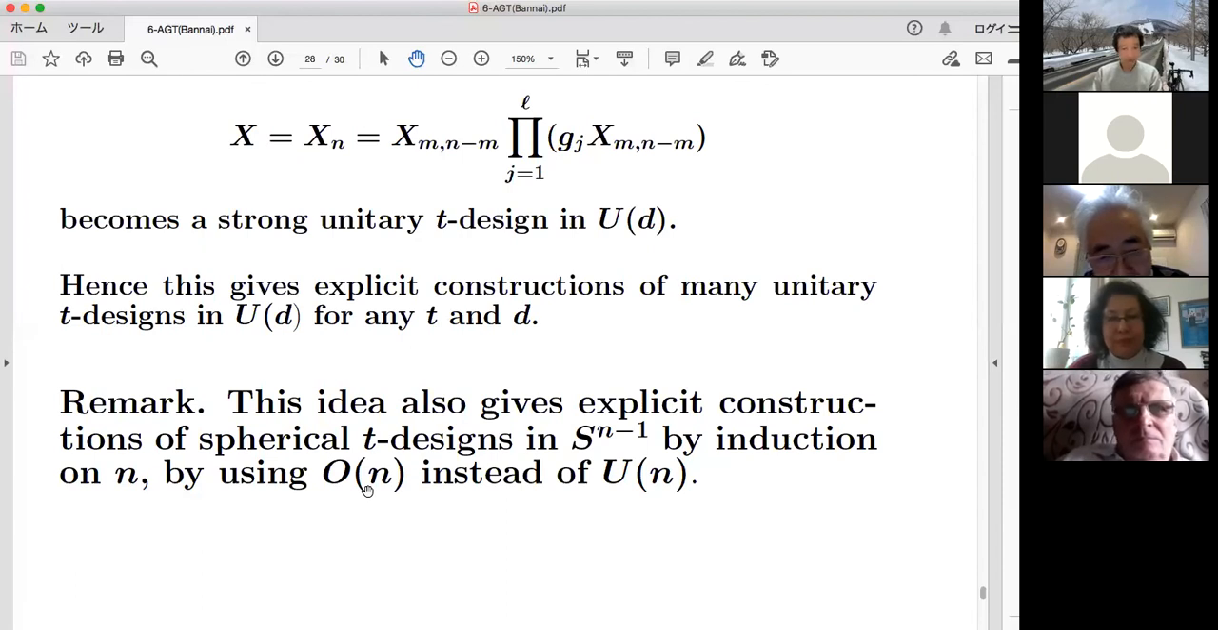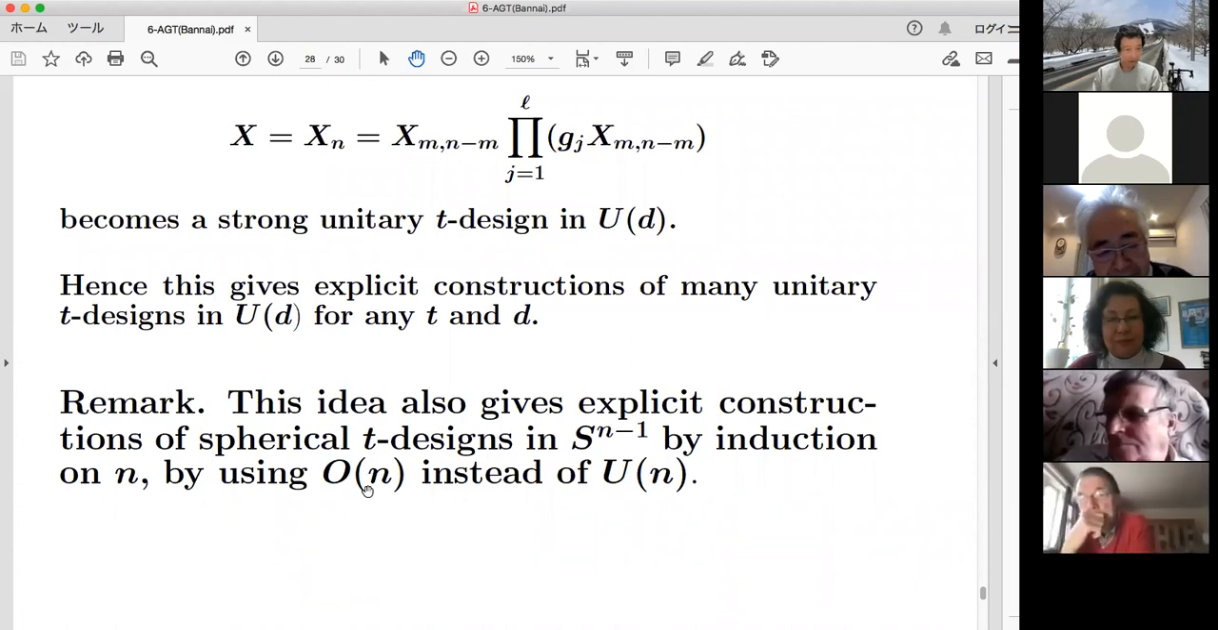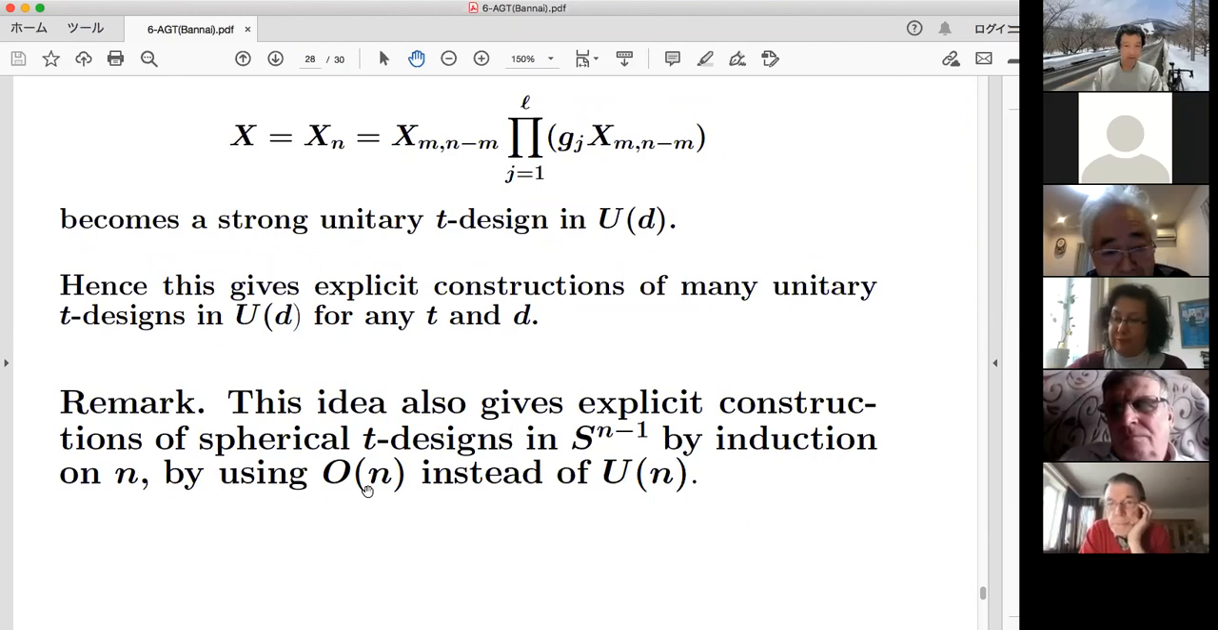But then you end up with a finite subset of O(n). Yes, and take an element, take the action of the element on the unit sphere and take the orbit, then it becomes a spherical t-design. I see. Okay. Thank you very much.